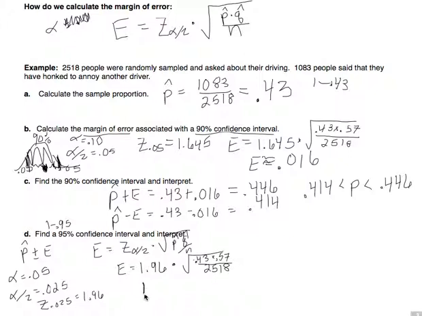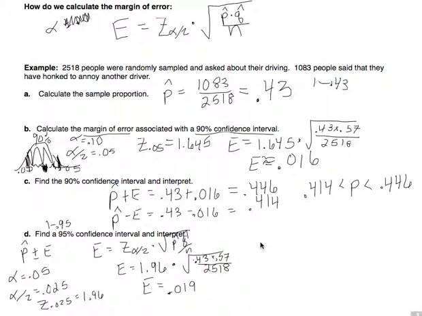So what is the margin of error? We're going to round this again. Everything else is exactly the same with 1.96, and I'm going to round this to the thousandths place. I got 0.019, so it's a little bit larger.